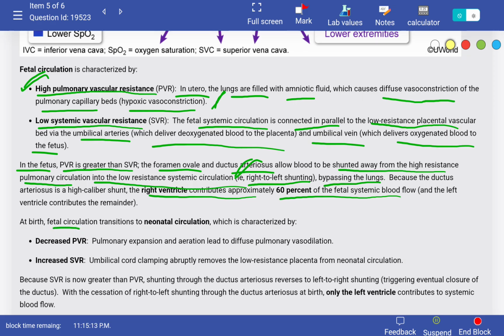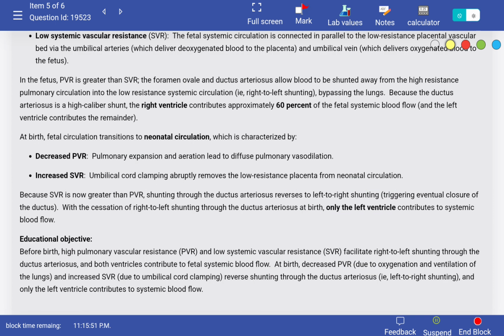Fetal circulation transitions to neonatal circulation, which is characterized by a decrease in pulmonary vascular resistance. Why? Because there is pulmonary expansion and aeration that would lead to diffuse pulmonary vasodilation, right? And there is increased SVR because the umbilical cord clamping abruptly removes the low resistance placenta from the neonatal circulation. Because SVR is now greater than PVR, shunting through the ductus arteriosus reverses to left-to-right shunting, triggering eventual closure of the ductus.